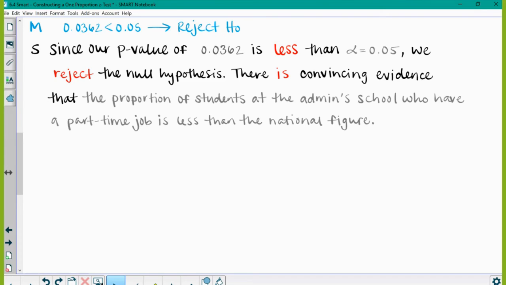So since it is less than our alpha, we reject the null hypothesis. We have convincing evidence that the proportion is different at this administrator's school.